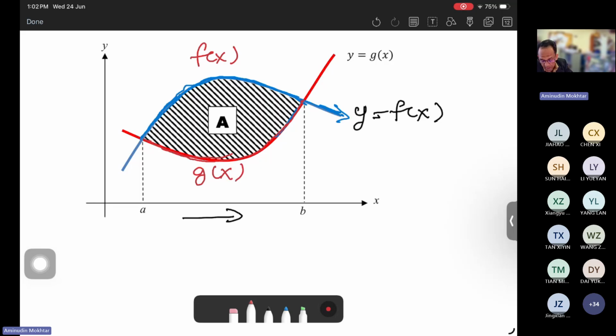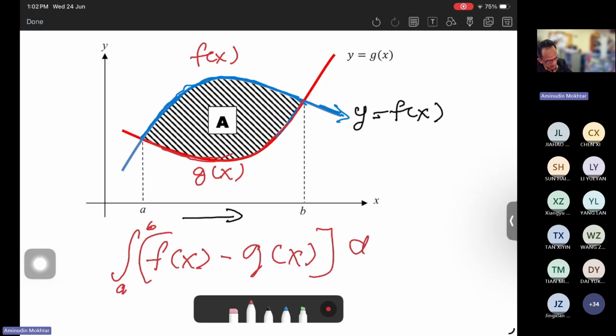So in order to find the area of A, we can calculate the definite integral from x equal A until B, and then we take the difference between f(x) minus g(x).